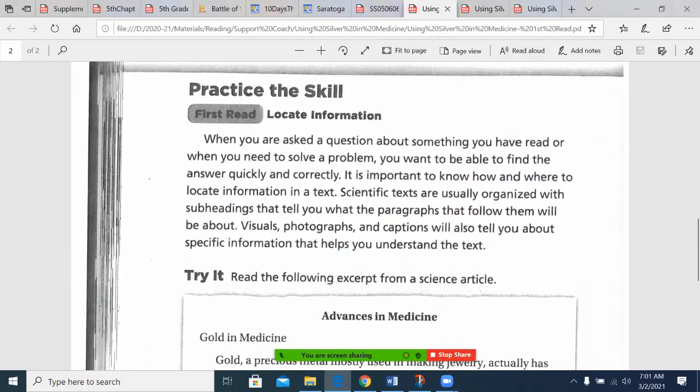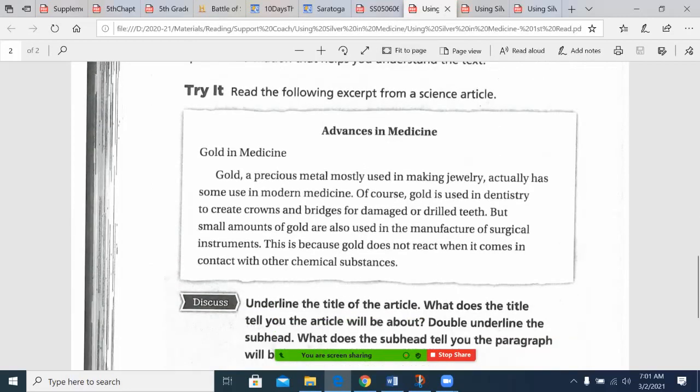The skill that we're focusing on in the first read is locate information. When you are asked a question about something you have read or when you need to solve a problem, you want to be able to find the answer quickly and correctly. It is important to know how and where to locate information in a text. Scientific texts are usually organized with subheadings that tell you what the paragraphs that follow them will be about. Visuals, photographs, and captions will also tell you about specific information that helps you understand the text. Let's try that. Let's read the following excerpt from a science article.